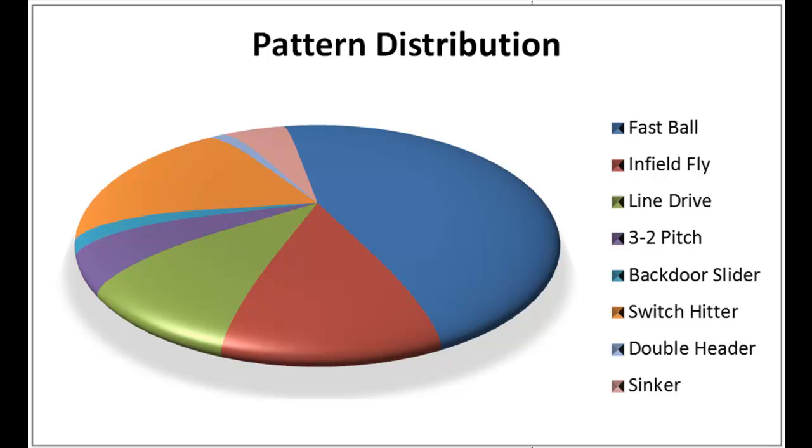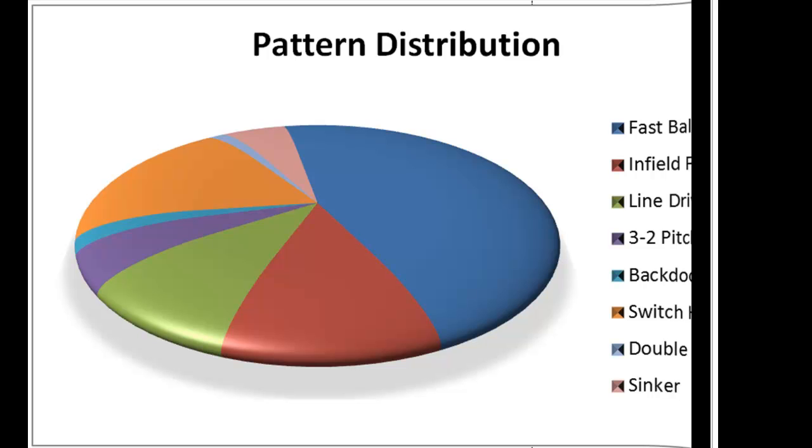We see in the pie chart that 2011 is still dominated by the volatility patterns. Fastball takes up a large portion of the pattern distribution. It accounts for nearly half the pie. Infield fly and line drive, also volatility patterns, account for another quarter or so of the setups, with the orderly pullback pattern, switch hitter, representing another major chunk of what we saw come up in my nightly analysis.